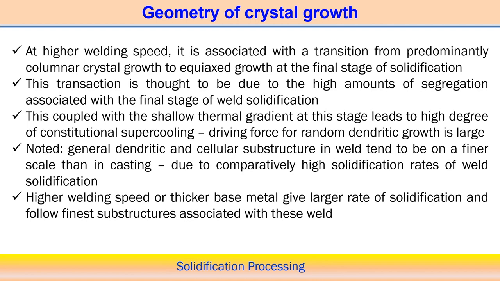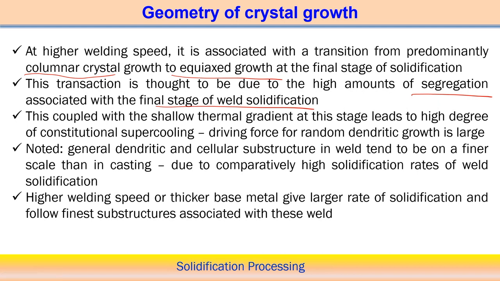Here you can see some analogy: very high welding speed is associated with the transition from predominantly columnar crystals to equiaxed growth. So definitely the transition from the columnar structure to the equiaxed growth occurs at the final stage of the solidification, and this transition is usually observed with high welding speed. This is more closely related to the amount of segregation present at the final stage, because we know that segregation usually occurs at the final stage of the solidification.